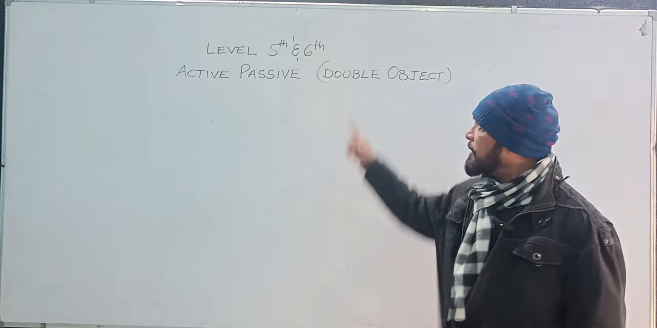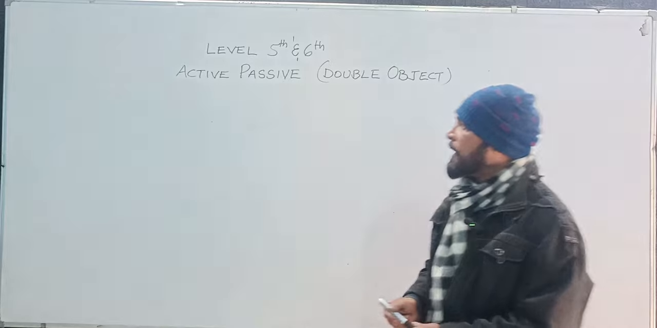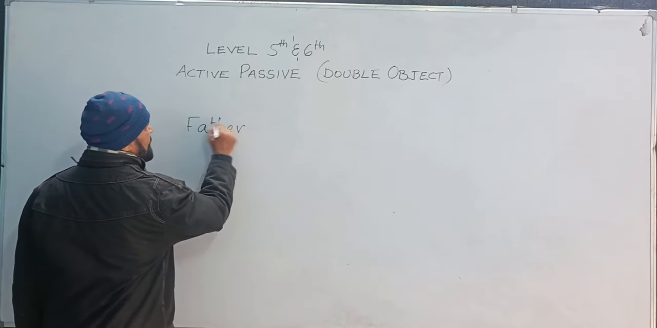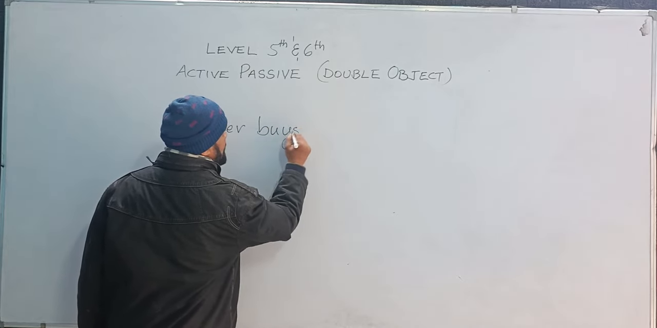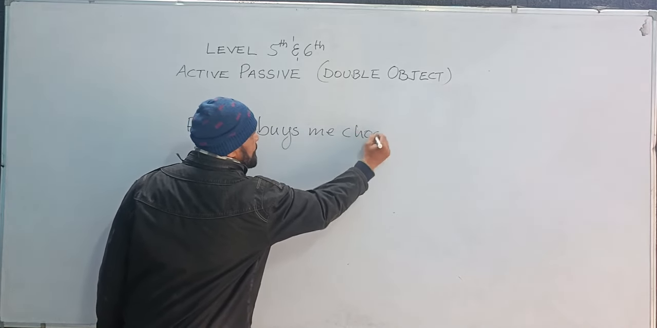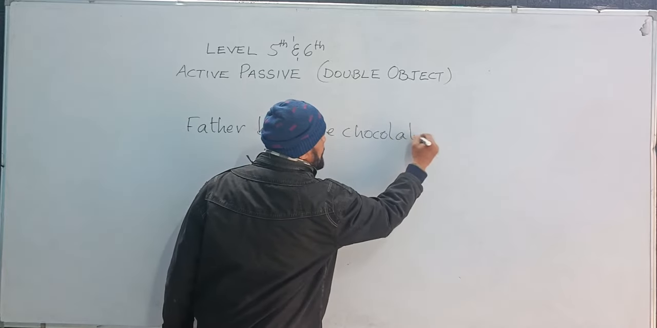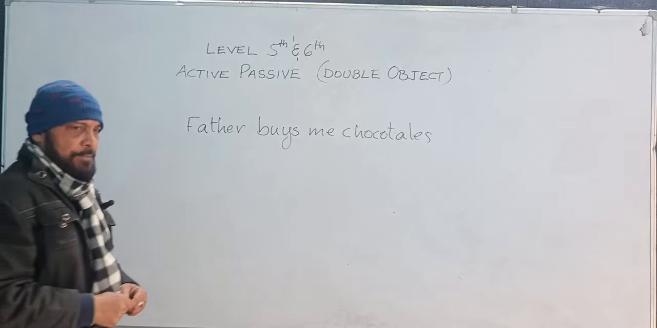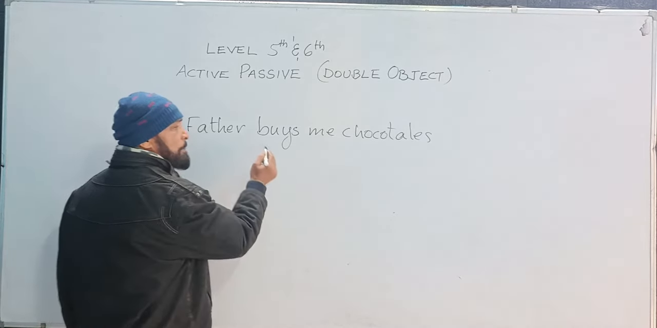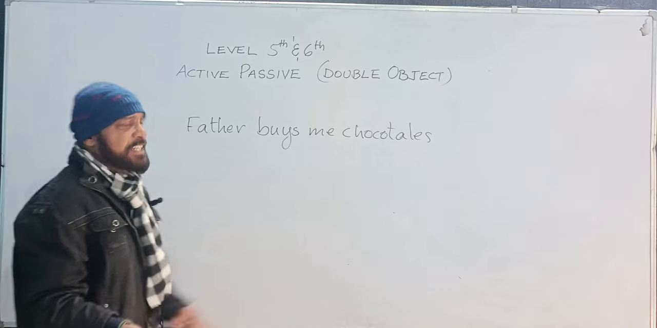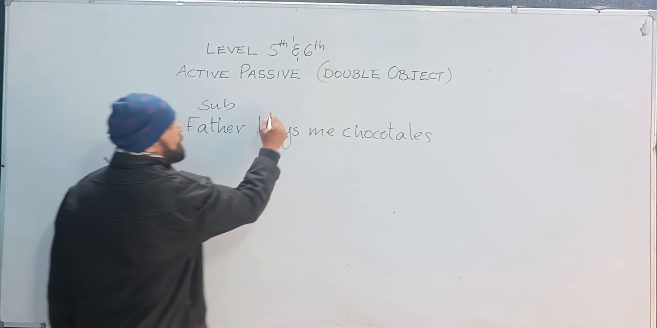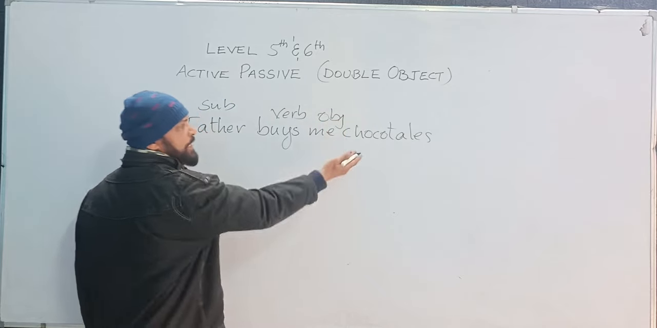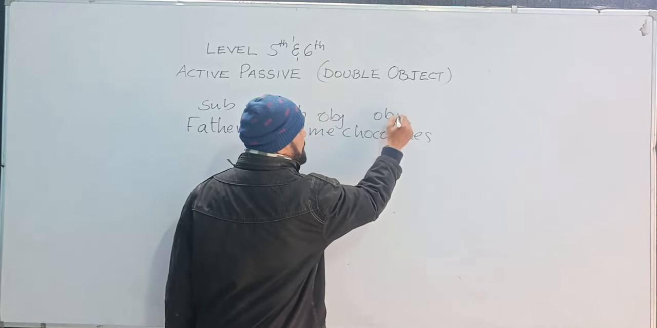I guess class 5th and 6th level students, you love to eat chocolate. So let us say this: father buys me chocolates. Now, if you look at the verb, in English grammar we always say that a sentence is made out of subject, verb, and object. But then we have chocolate also there. This is also an object.